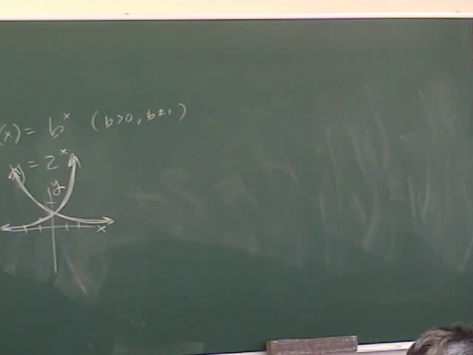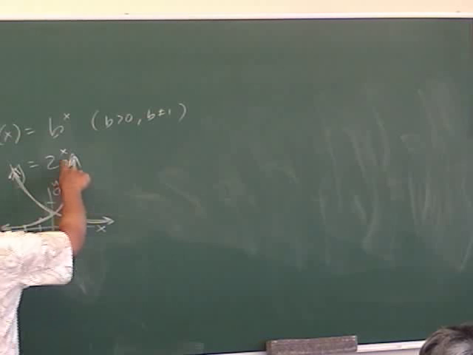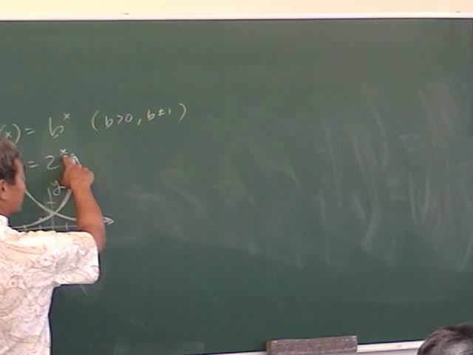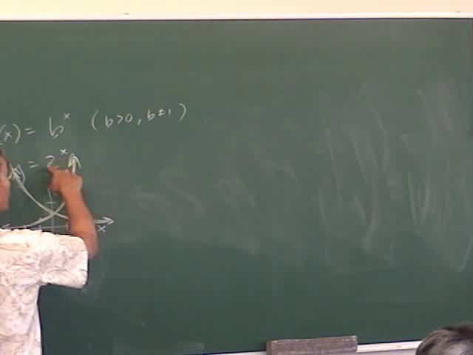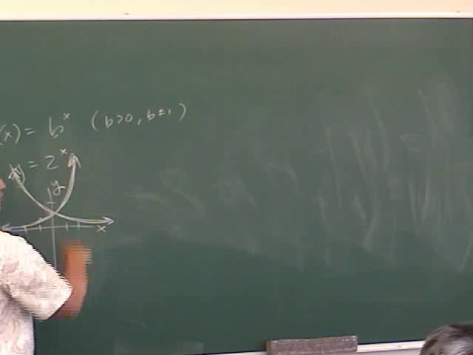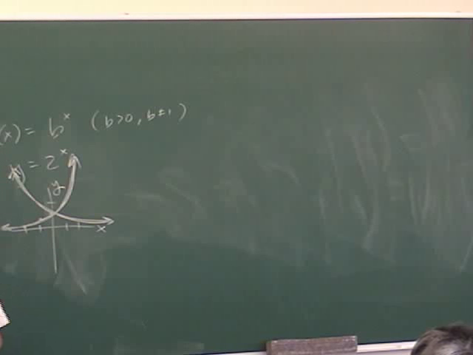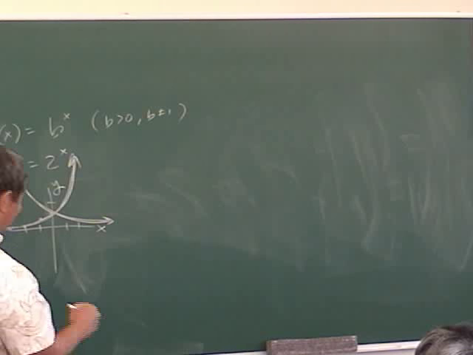Can you see why, not just from the graph? What happens when you plug in a really small number for x, like negative a million? 2 to the negative million power means 1 over 2 to the million, which is almost 0. So that's why when the graph goes out to the left, it gets closer and closer to 0. Okay, so that's an exponential function.